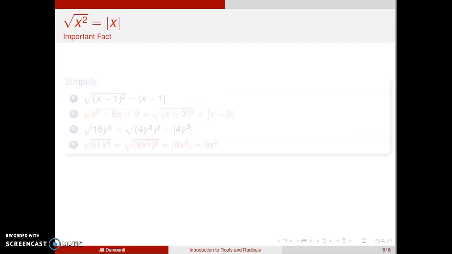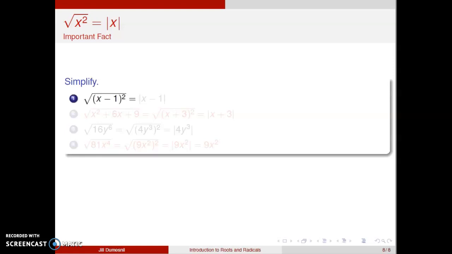Finally, we return to the important fact that the square root of x squared is absolute value x. Simplify each expression. The square root of the quantity x minus 1 squared is the absolute value of x minus 1. To simplify the square root of x squared plus 6x plus 9, we first rewrite the radicand as a perfect square, and then use the square root of a perfect square being absolute value.